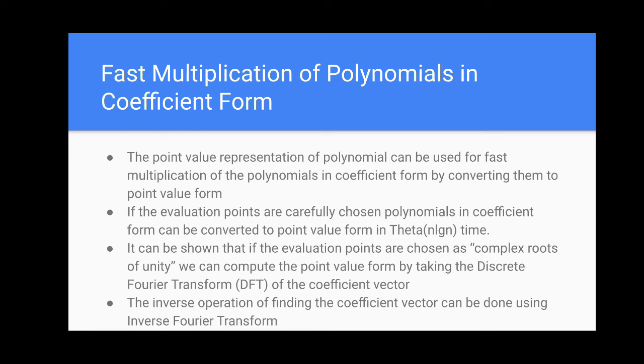It can be shown that if the evaluation points are chosen as complex roots of unity, we can compute the point value form by taking the discrete Fourier transform of the coefficient vector. Similarly, the inverse operation of finding the coefficient vector can be done using the inverse discrete Fourier transform.